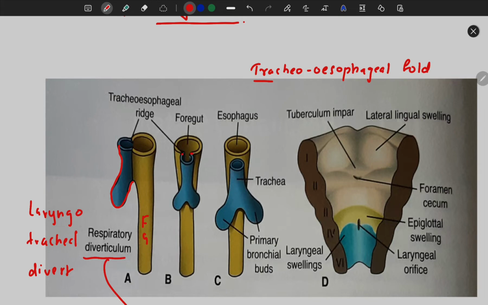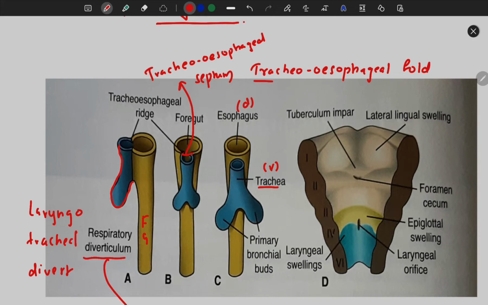So they will grow to the center and they will fuse along the length of the laryngotracheal diverticulum and they will form the tracheoesophageal septum. So after the formation of this septum, they will separate, and ventrally it forms the trachea and dorsally forms the esophagus. So this is happening in the initial phase of respiratory system development.